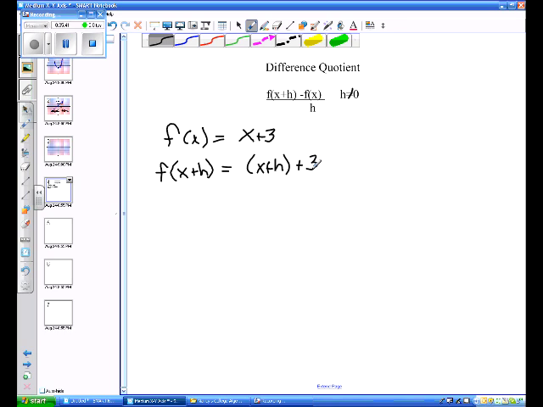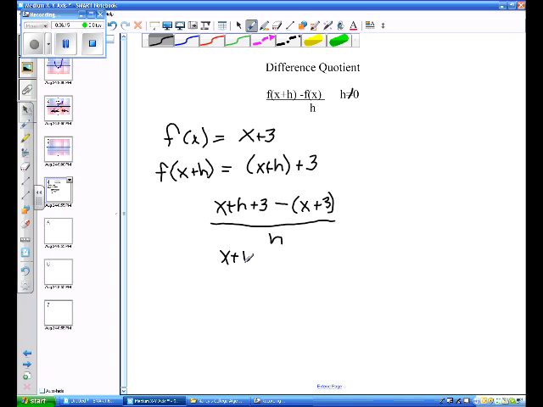Then plus 3. So now what our equation says is to take that value, so that's going to be x plus h plus 3. Then subtract your function f of x. Since I have more than one term, I'm going to put it in parentheses. It's a good idea to always be in that habit, because as we remove our parentheses, we're going to have to change our signs, all divided by h.